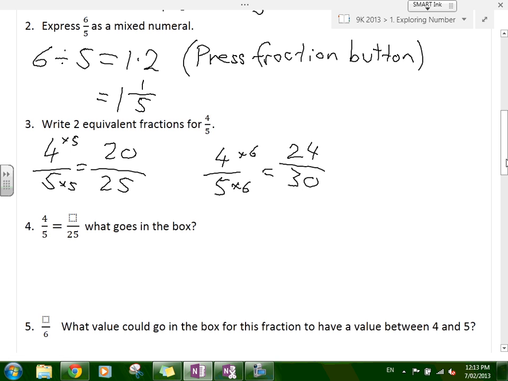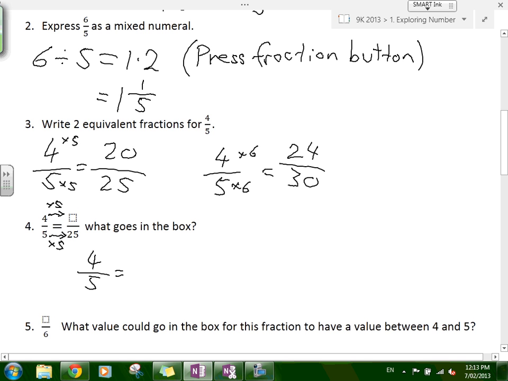Now, let's look at the next one. You have 4 over 5 equals something over 25. What goes in the box? 25. That's right, that's important. So we've got to recognize that it was multiplied by 5. That's right, you have to multiply the top by 5 as well. Okay? So it's going to be 4 over 5. In this case, what goes in the box? 20. Good. Thank you, Nick.